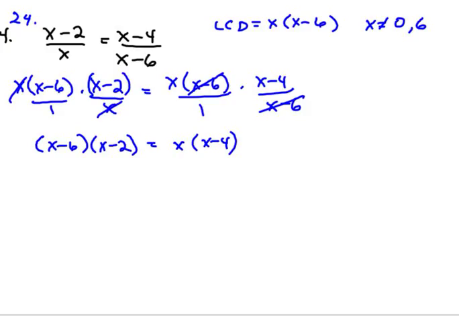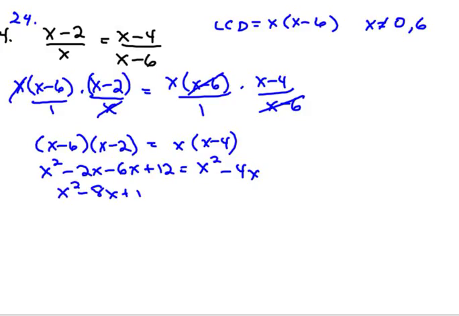Monomial times a binomial, we just distribute. So let's go ahead and FOIL this. You get x squared minus 2x minus 6x plus 12. Distribute: x squared minus 4x. Alright, we've got some like terms to collect here, so you get x squared minus 8x plus 12 equals x squared minus 4x.